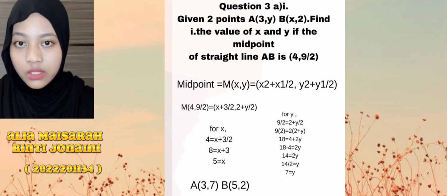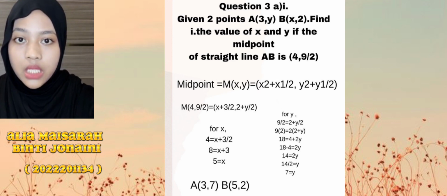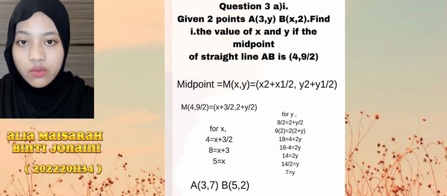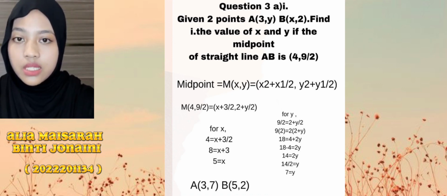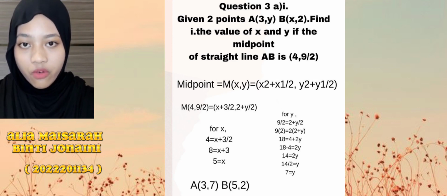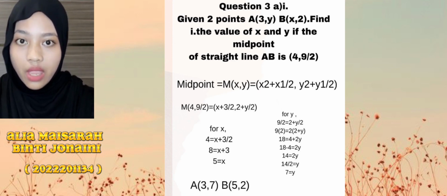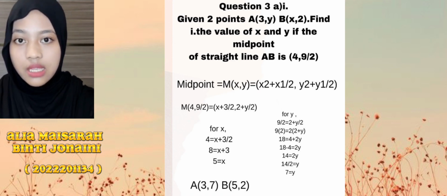And then you need to substitute the number into the formula, which is m (4, 9/2) equal to ((x+3)/2, (2+y)/2). And then you need to solve for x first, which is 4 equal to (x+3)/2, and then you multiply 2 by 4 and you get 8 equal to x + 3, and then 8 minus 3 equal to x, and the final answer for x is 5.